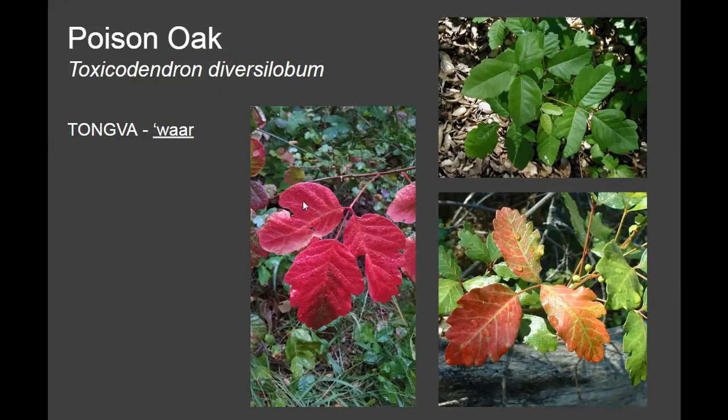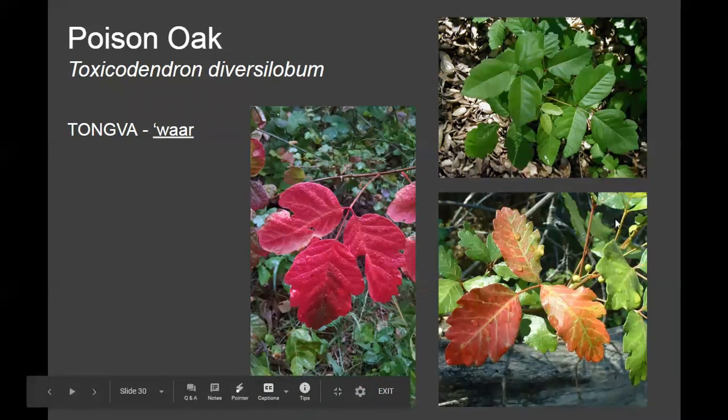They are lobed, and depending on the time of year they change color. So in the early spring, they're a fresh kind of red or pink color, and then as they mature, they become really glossy and green. And then towards the fall, they start to change color, and then they drop their leaves.